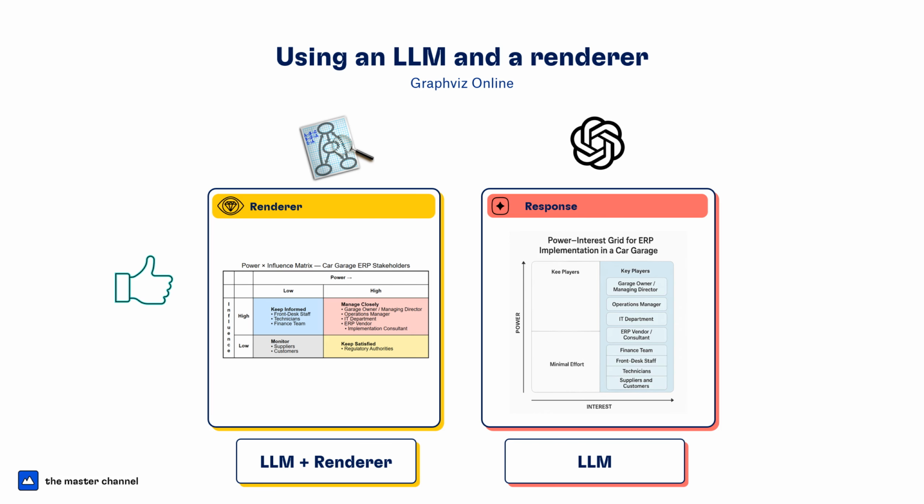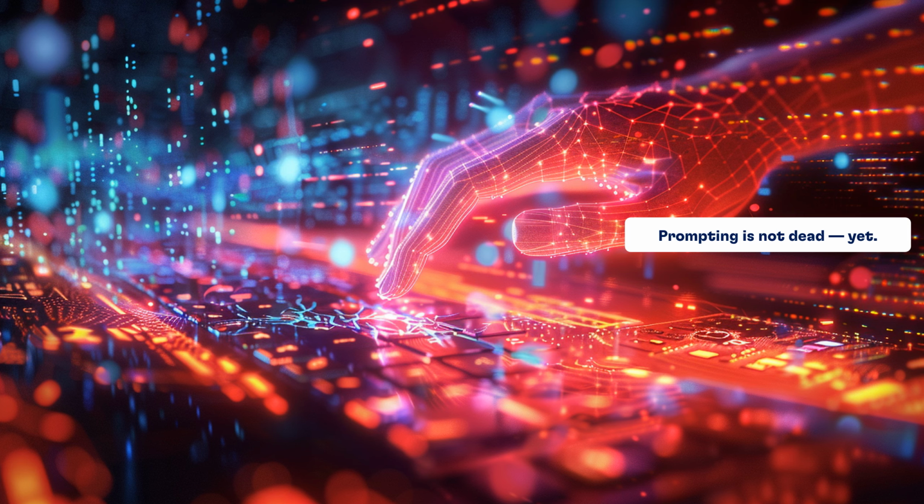The diagram after using both an LLM and a renderer, which is shown on the left, is clearly better than the one on the right, for which we only used an LLM, because the renderer enforces the rules and handles the layout. Now that we know how vibe modeling works, we can improve the quality of our diagrams even more by using better prompting. Simply put, prompting is not dead yet.